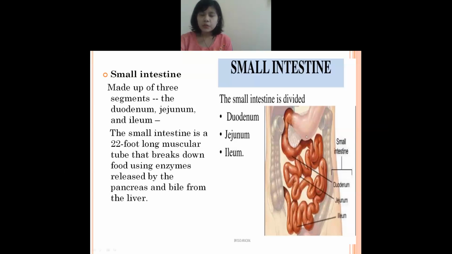And where do we find the small intestine? We will find the small intestine in the central part of your abdomen, that is on the right side. In the right side, in the central part, you will find this small intestine.